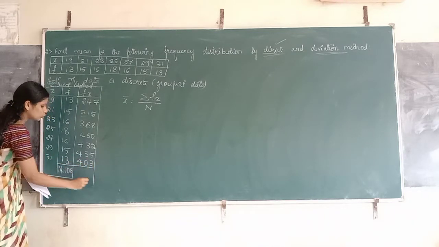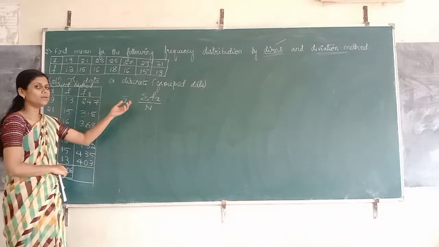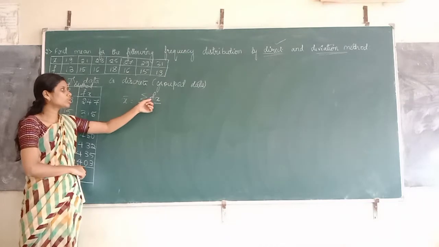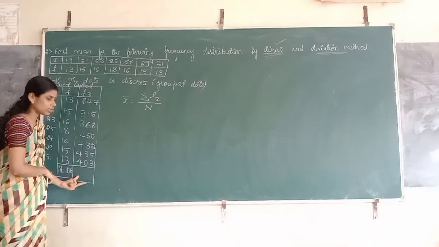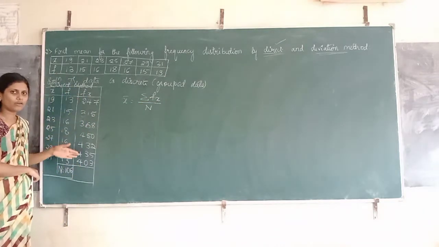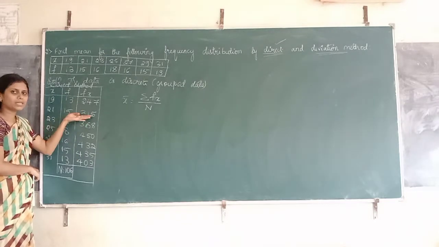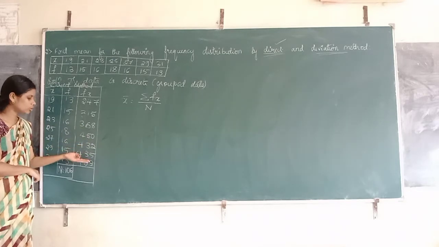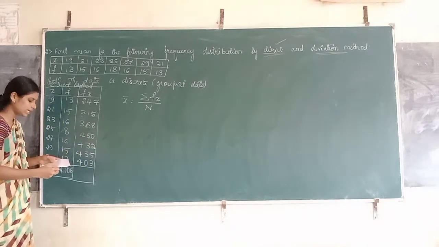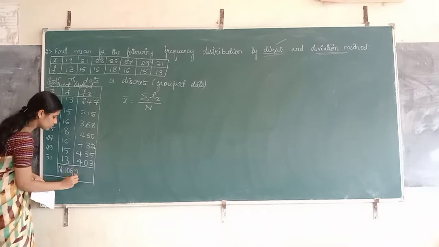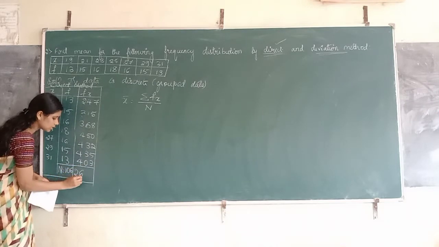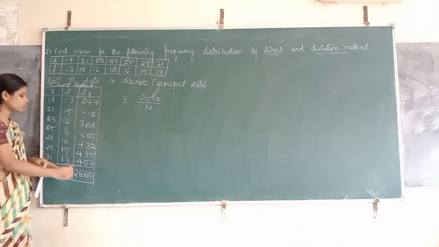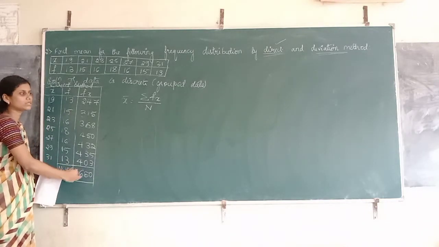Now we have got the column total, because in the formula it is summation of fx. So make the total of all the values: 247 plus 315 plus 368 plus 450 plus 432 plus 435 plus 403. When you make the total, it comes to 2650. Now we are going to substitute these values in the equation.